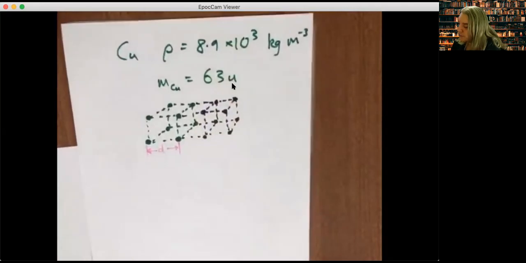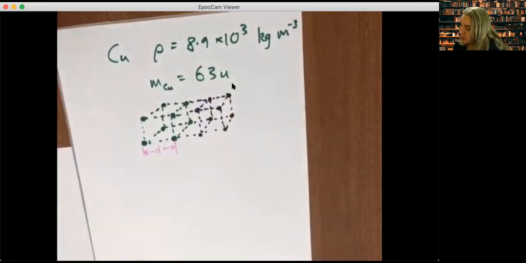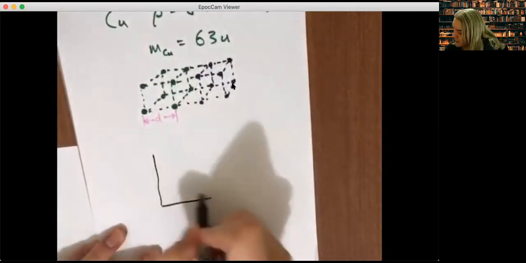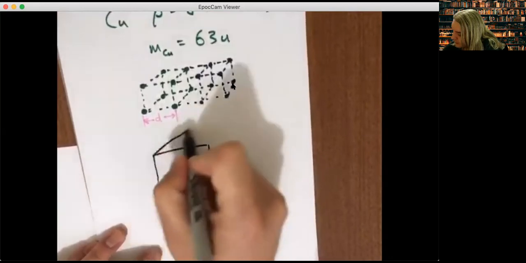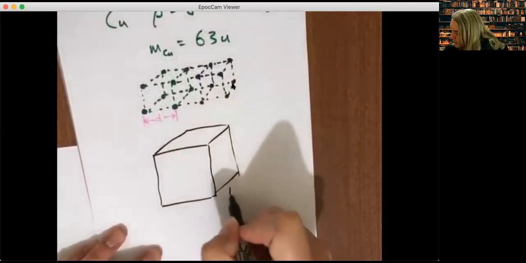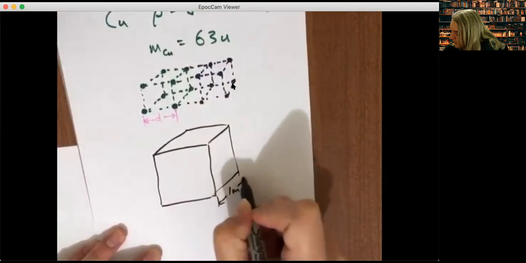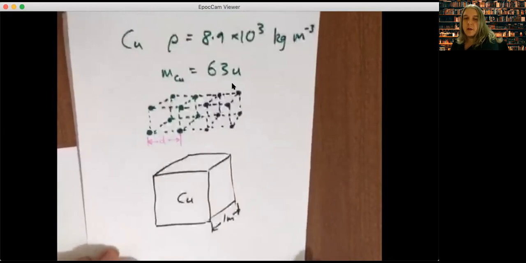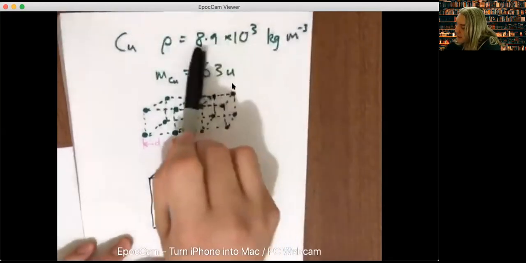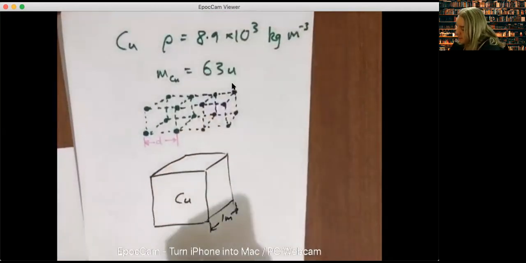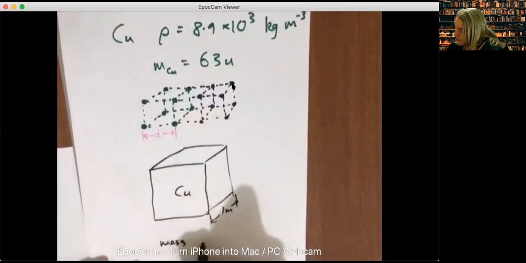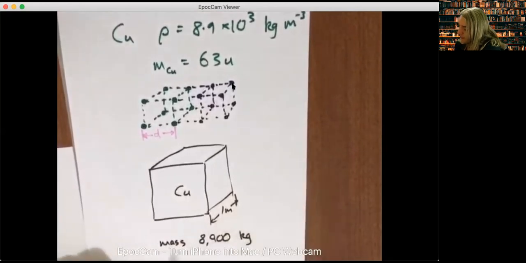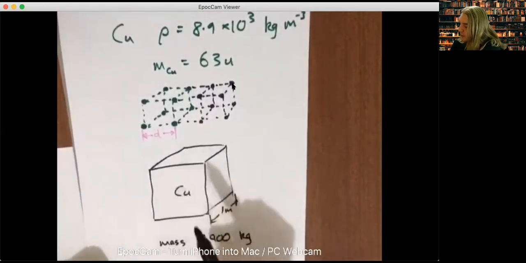So what we're going to do is say, all right, well, let's imagine we've got a whole cubic meter. So we've got one whole cubic meter of copper. So here's our 1 cubic meter. So it's 1 meter in every dimension. And that whole thing is just made of copper. We know that that weighs 8.9 times 10 to the 3 kilograms. So this has a mass of 8,900 kilograms. That's how much mass there is in this 1 cubic meter block.